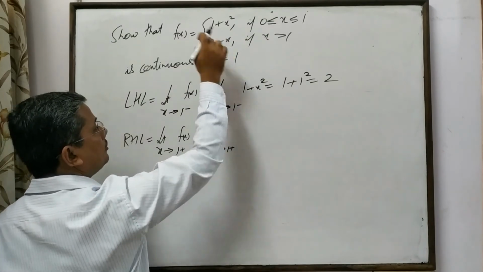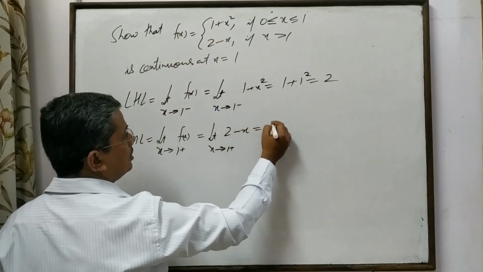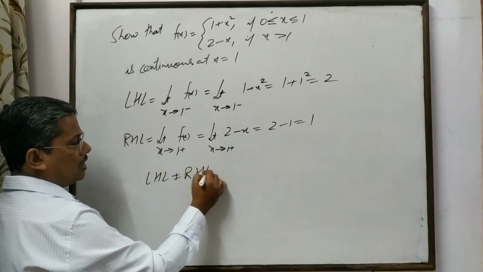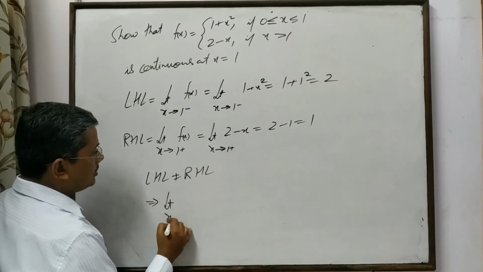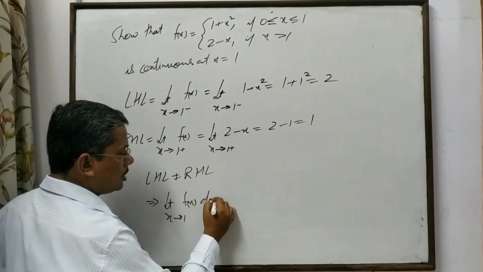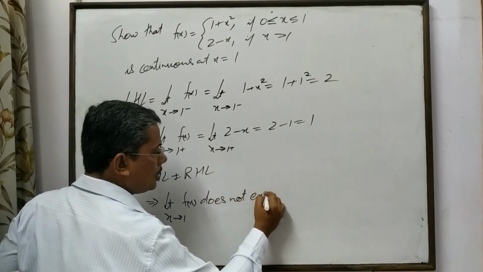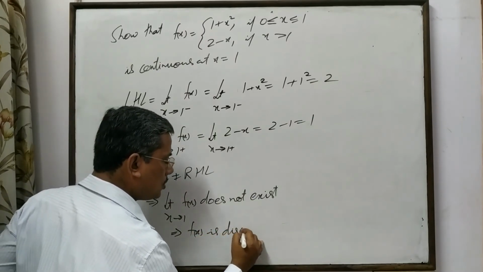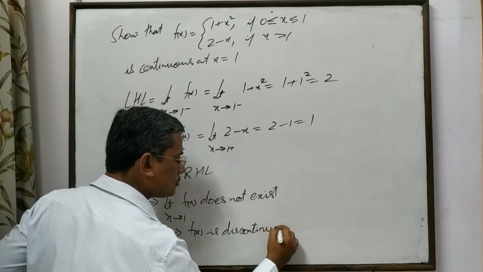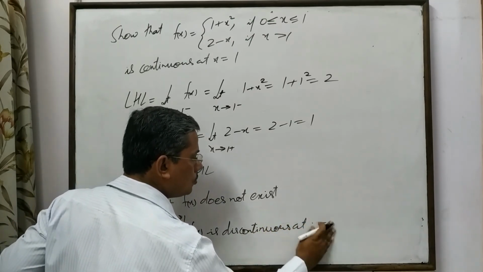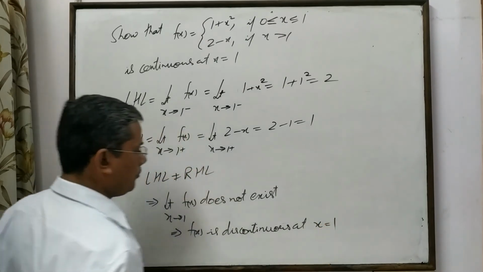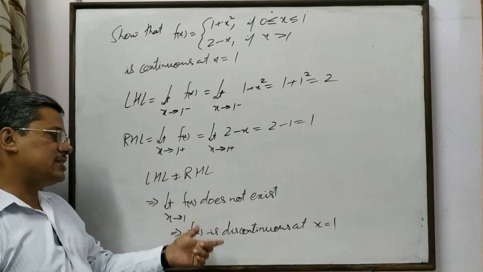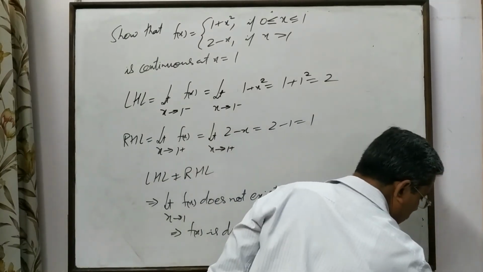When x is greater than 1, the value of function is 2 minus x. It is 2 minus 1, it is 1. So left hand limit is not equal to right hand limit, implies limit x tend to 1 f of x does not exist. Now if limit does not exist, implies f of x is discontinuous at x is equal to 1. So where limit does not exist, that kind of discontinuity is called discontinuity of second kind or irremovable discontinuity.